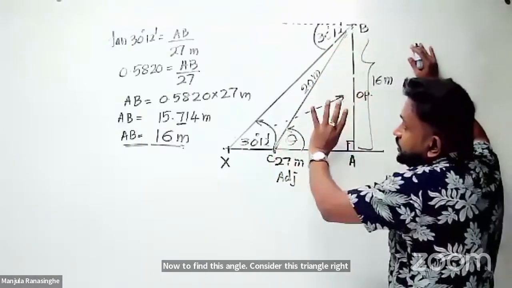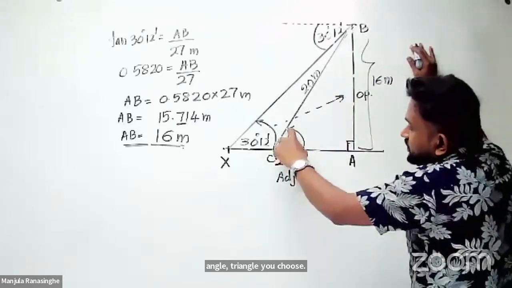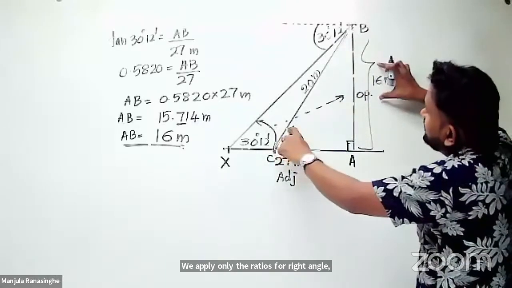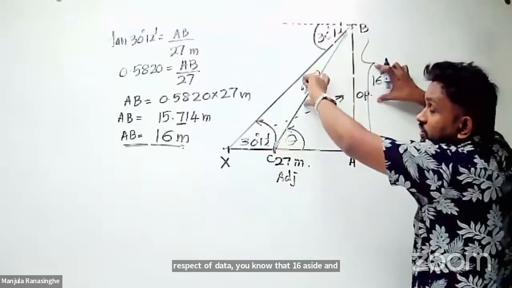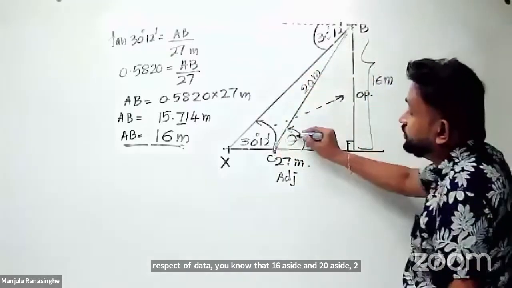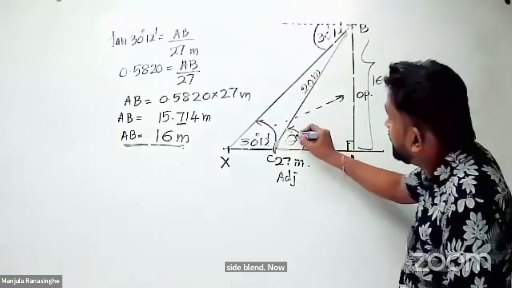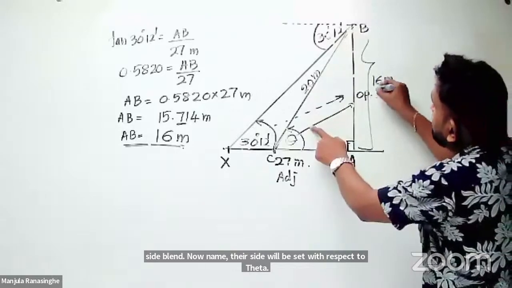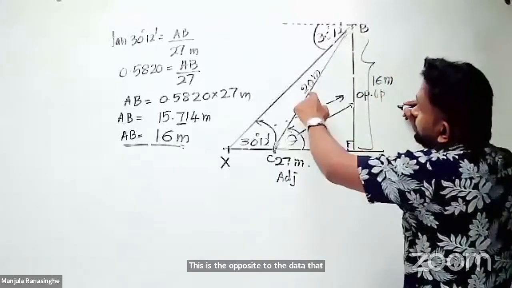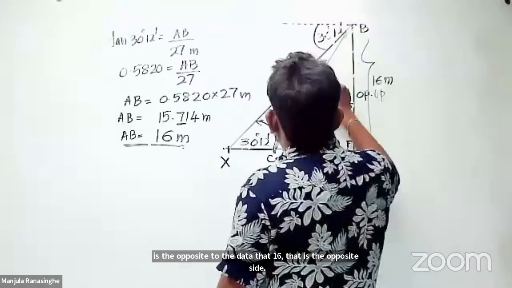We apply only the ratios for a right angle triangle. With respect to theta, you know that two side lengths are known, 16 and 20. Now name their side lengths with respect to theta. The 16 is opposite to theta, so that is the opposite side. Then this is the hypotenuse, 20 meters.